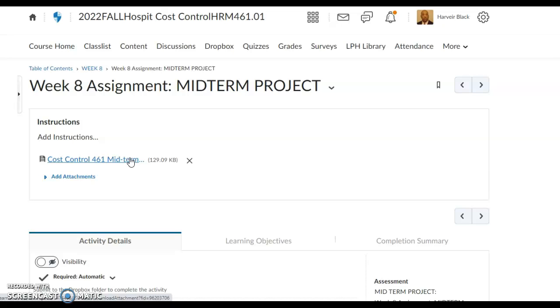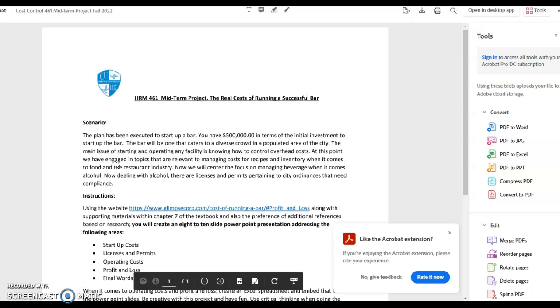So I made the decision this time that for the midterm project, as I've been discussing for the last 4 weeks, I have included the instructions in the Dropbox. As you click on the midterm project and click on your instructions, it takes you right to the PDF in terms of what you need to do.